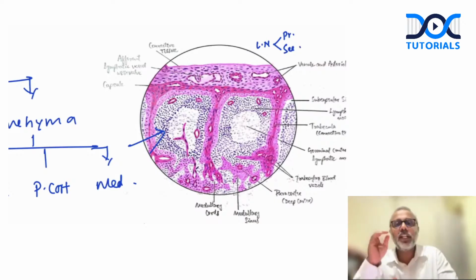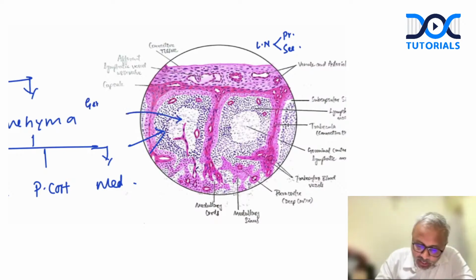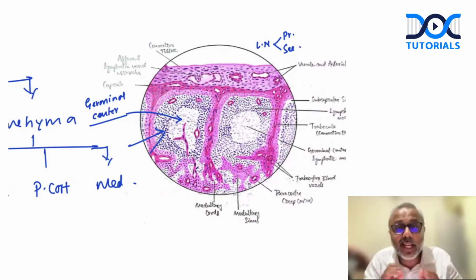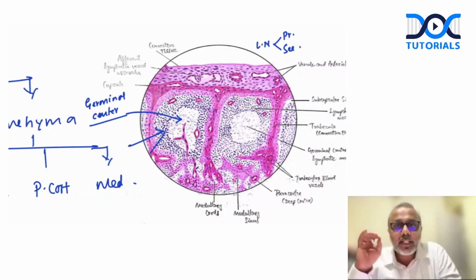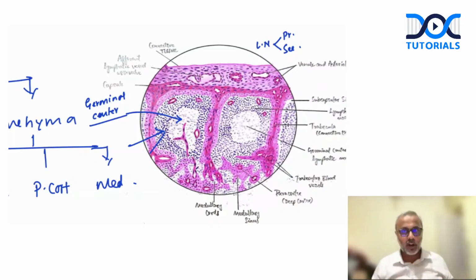What is the difference between a primary nodule and a secondary nodule? Any lymphatic nodule with a pale staining germinal center, okay? A pale staining germinal center is what we refer to as a secondary nodule. Secondary nodule is a reactive nodule. It is reacting against antigens. Primary nodule will never contain a germinal center. Why is the germinal center formed? Once an antigen comes in contact with these lymphocytes, they start reacting and producing newer lymphocytes.